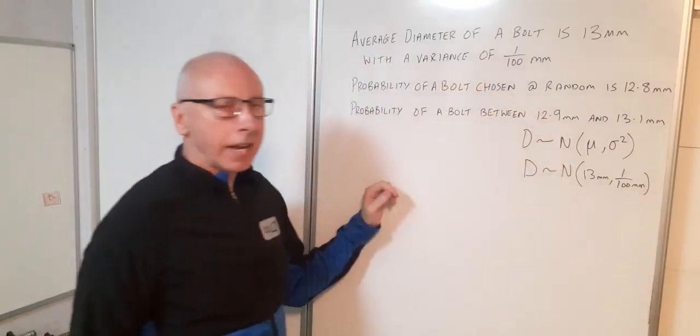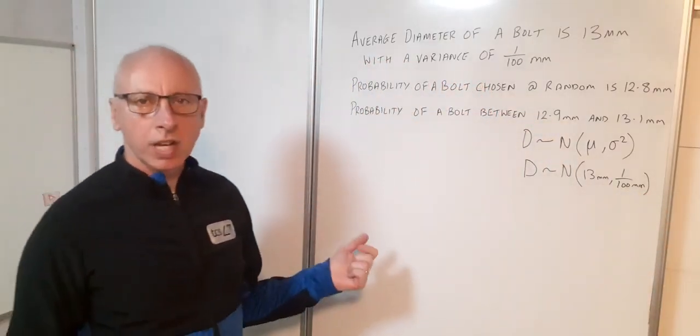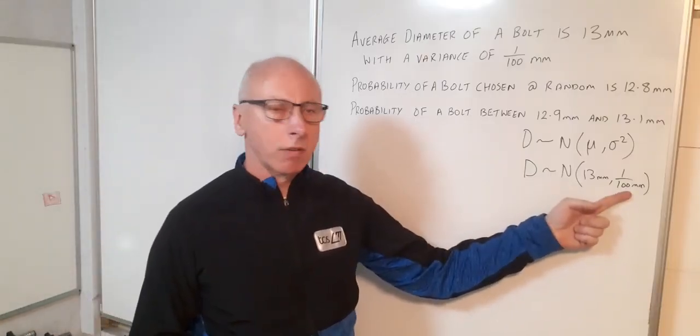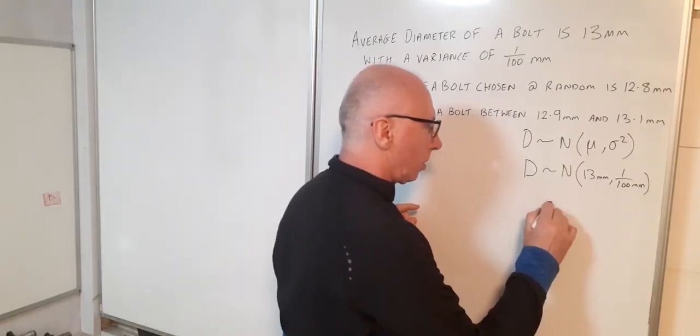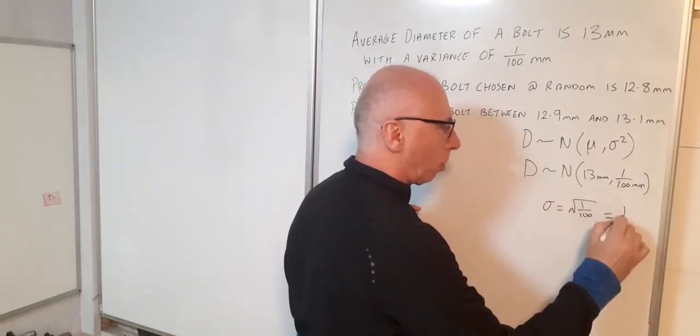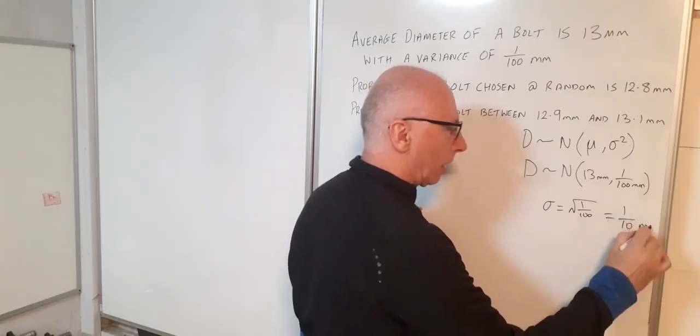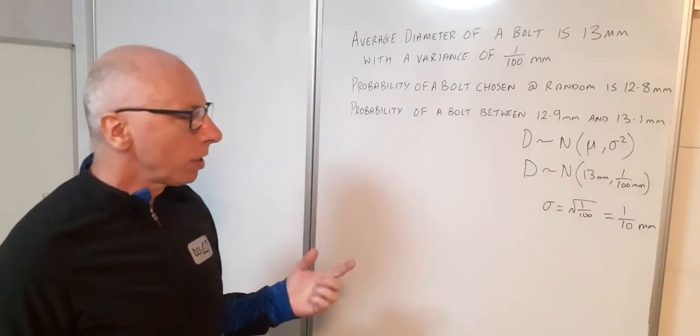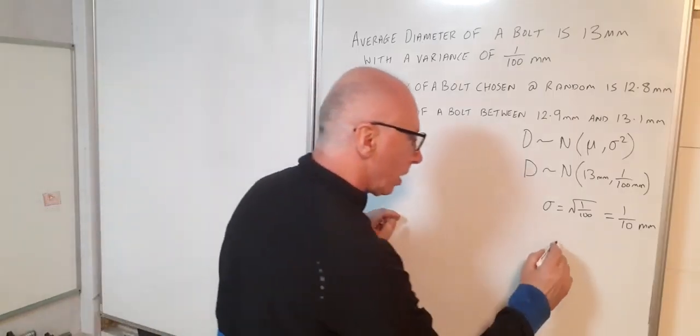Okay, now from that we want to try and find what our standard deviation is. So standard deviation is going to be the square root of that. So standard deviation is the square root of 1/100, which would be 1/10, and that's millimeters. So now what I can do is I can draw a little graph with my normal distribution curve and see what's happening.